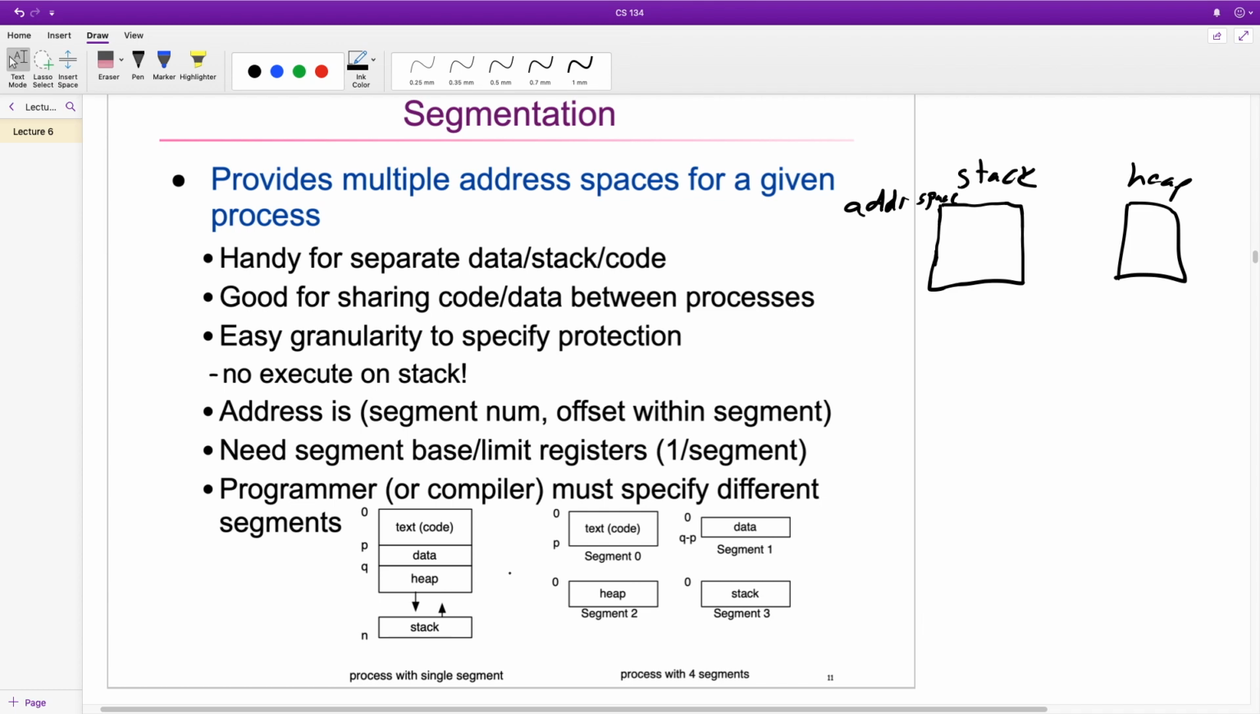Okay, so we convert this process with a single segment into a process with multiple segments: our text, our data, our heap, our stack. The nice thing about this too is that we can specify protection easily. So we can say, let's make this segment read-only, so that we don't allow self-modifying code. And actually, let's make this the only one that's executable.